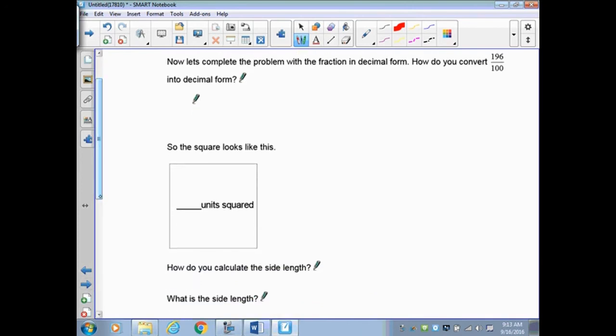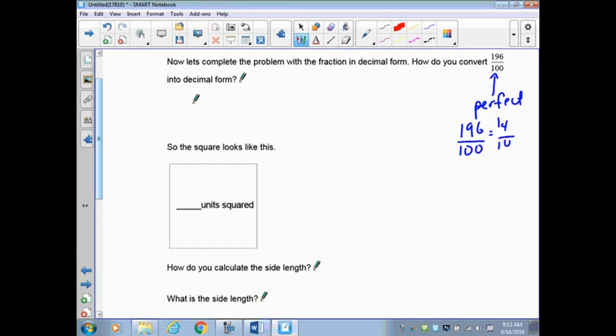Let's complete the problem with a fraction in decimal form. So this is to prove to you that you can also have perfect decimals. Now we know that 196 over 100, we just proved that this is a perfect square. This fraction is perfect because 196 is a perfect number and 100 is a perfect number. They both have square roots, which are whole numbers. Okay? That's supposed to be a 10.